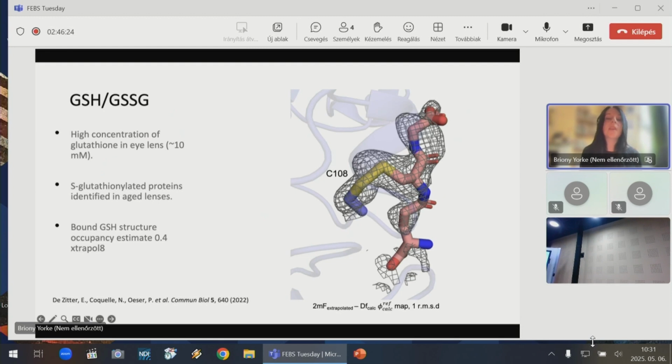It took us a while to get the bound structure of glutathione, but we finally managed it, and using extrapolated difference maps, the program Extrapolate, which Elka will be talking about later, we found an occupancy estimate of about 0.4 of our glutathione at cysteine 108. So the glutathione is much more dynamic than DTT. There's more conformational sampling that can occur, so it's quite difficult to capture this structure. So for most of our research, we are focusing on using the DTT as an analog.